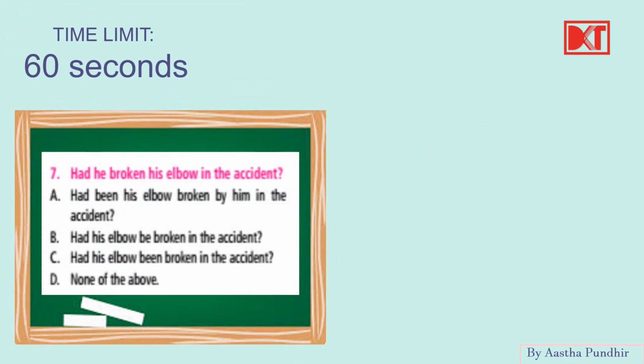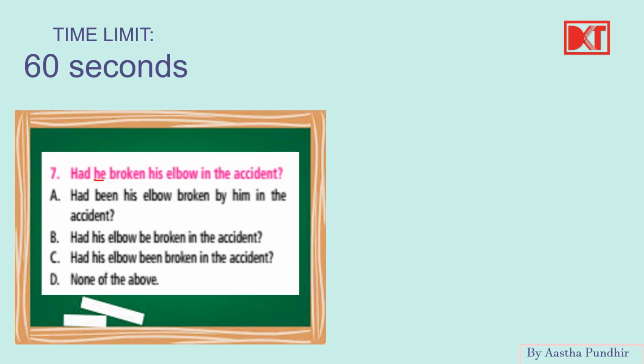Okay, next up we have: had he broken his elbow in the accident? Okay, so here the options are: A, had been his elbow broken by him in the accident; B, had his elbow be broken in the accident; C, had his elbow been broken in the accident; or D, none of the above. Okay, so here pretty easy. Let's just form this on our own. Had he broken his elbow?